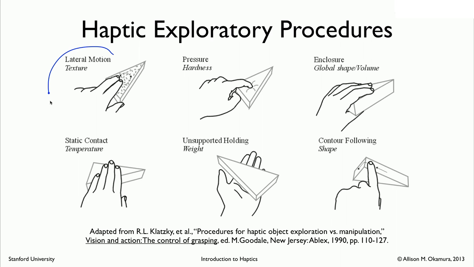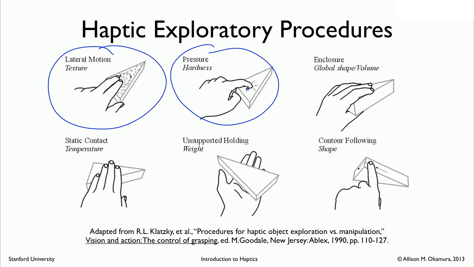So for example, if you want to explore the texture of an object, the common thing to do is move the fingers laterally over the surface. And this motion is specifically good to find out about the small bumps and crevices that might be on a textured surface. Another type of haptic exploratory procedure is to apply pressure in order to find hardness. And in this case, you would push your finger on an object and try to measure force displacement relationships.